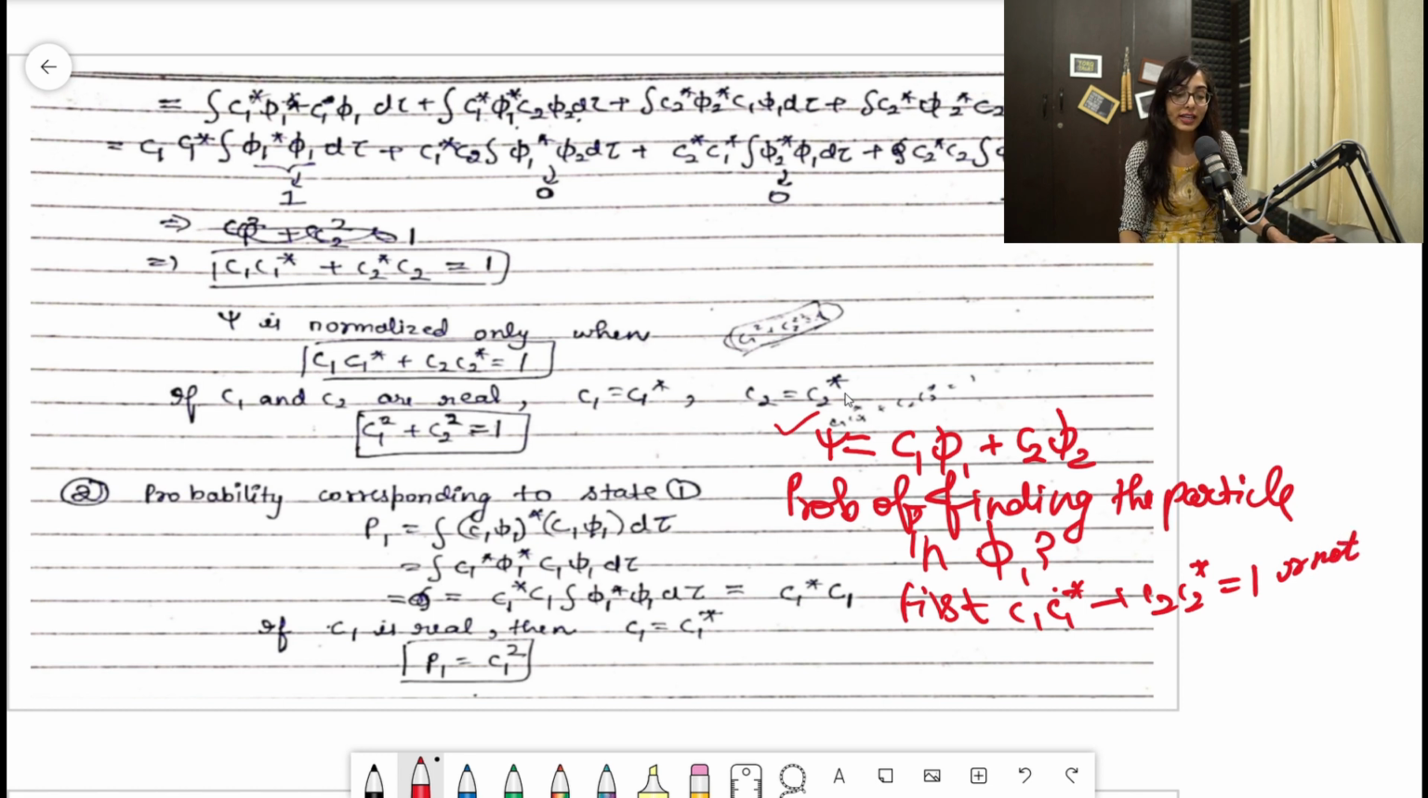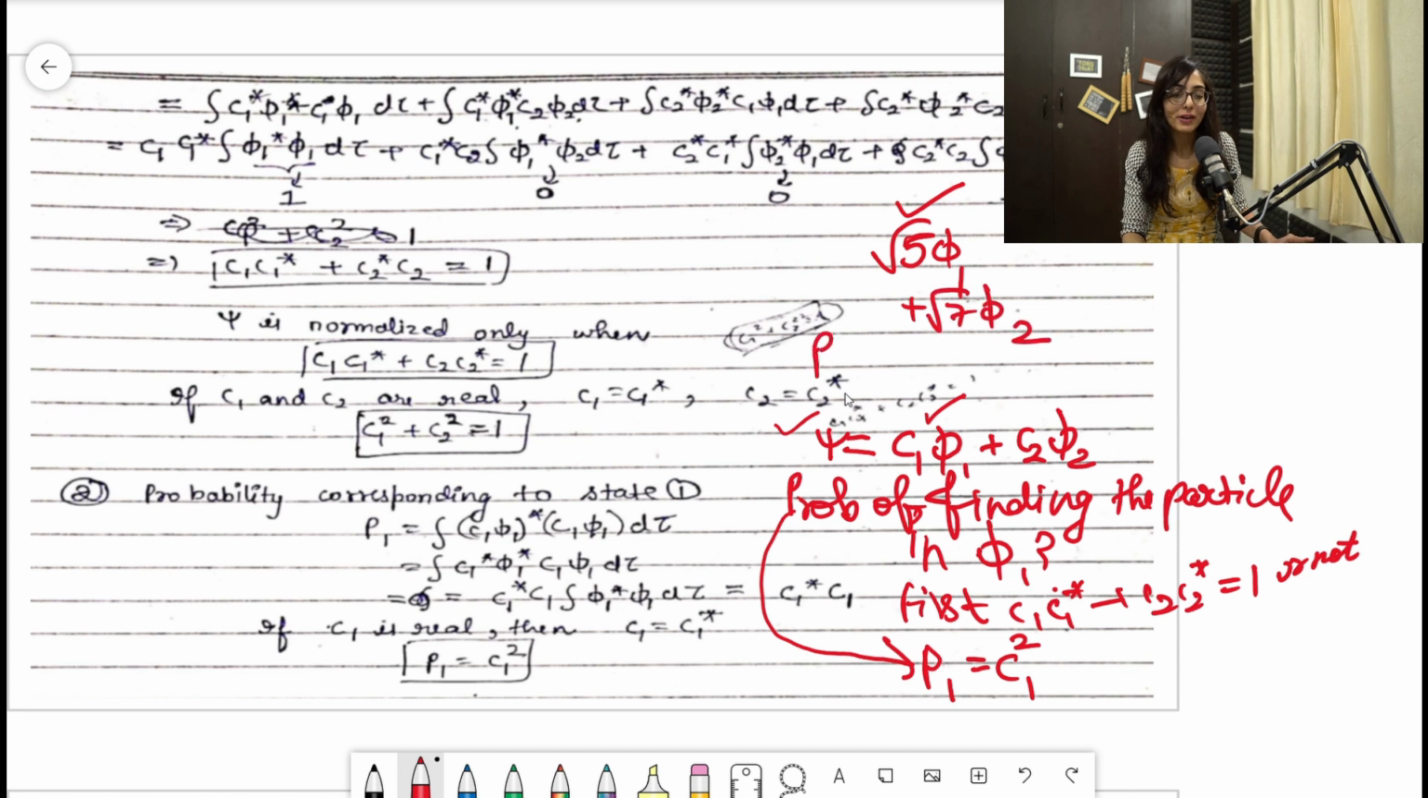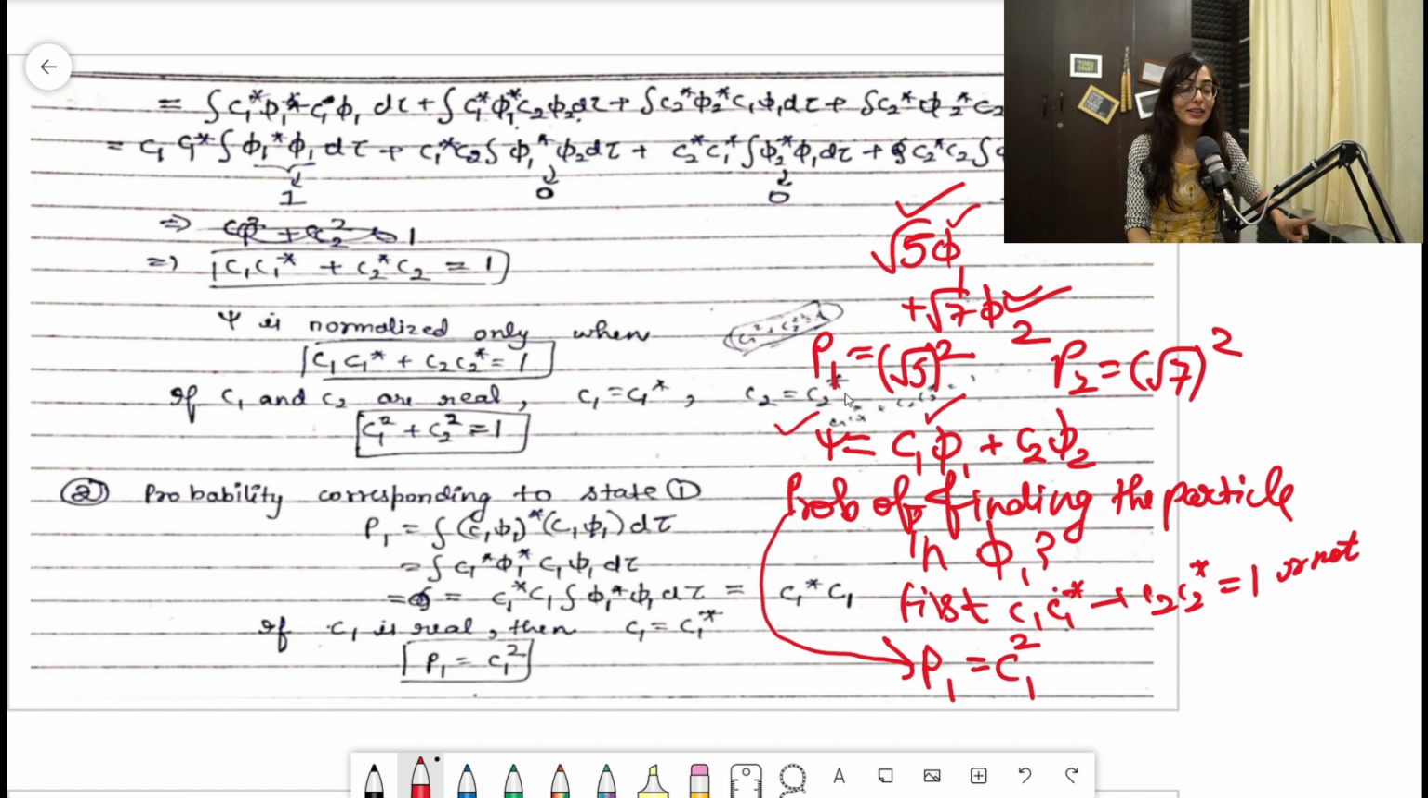Fine. So then you will say that P1, the probability of finding the particle in this phi 1 state, would be C1 square. The formula for the probability of finding the particle in phi 1 is C1 square. Suppose it was root 5, with root 5 phi 1 plus root 7 phi 2. Then the probability of finding the particle in phi 1 state is root 5 square. Clear? And the probability of finding the particle in phi 2 state will be root 7 square. Clear, guys? Root 7 square. But listen to me.